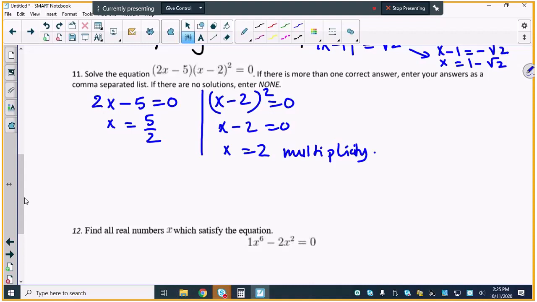So at 2, the graph will not cross the x-axis. It touches and bounces back, whereas at 5 over 2 comma 0, the graph will cross the x-axis.